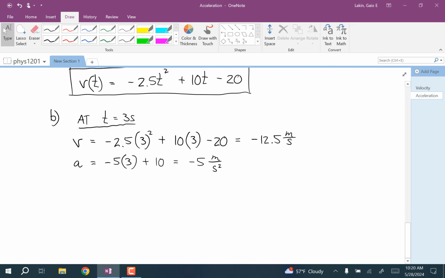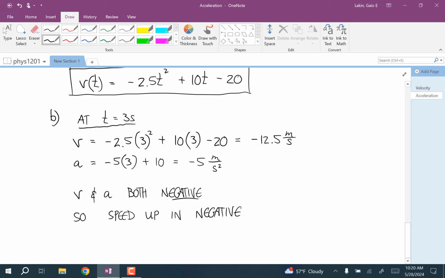Okay, so is this speeding up or slowing down? The velocity and acceleration are both negative. So it's speeding up in the negative direction. It's moving in the negative direction and speeding up.